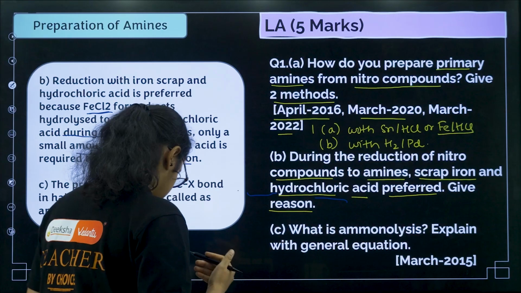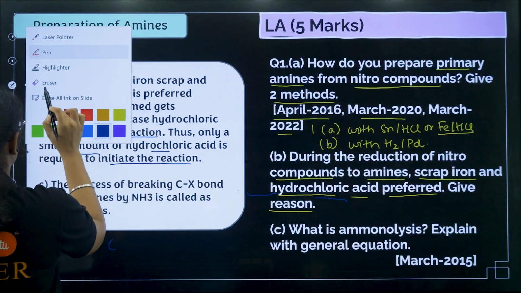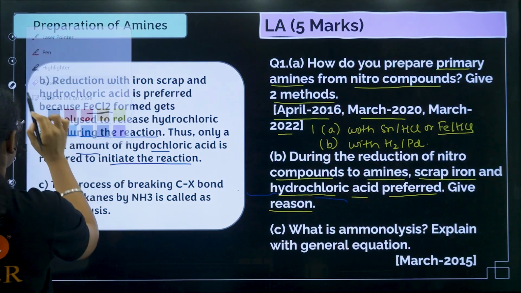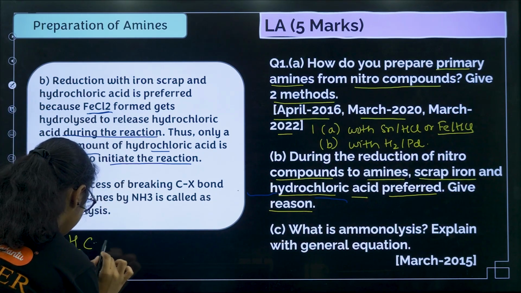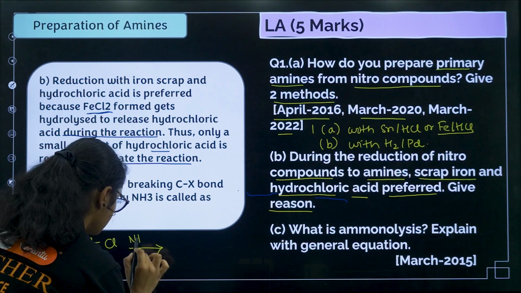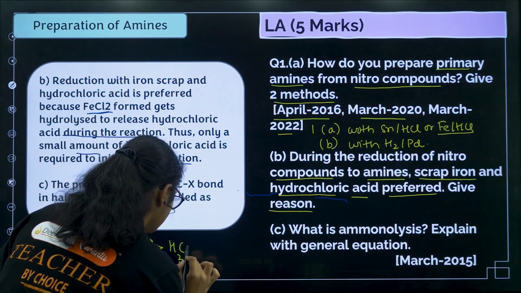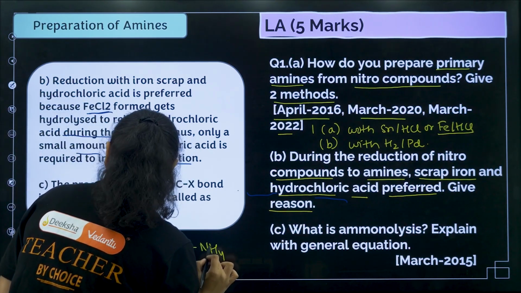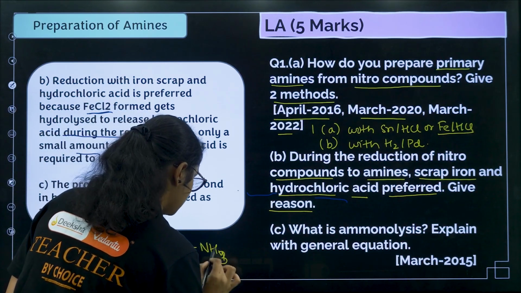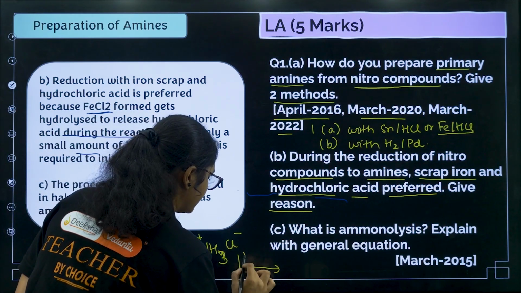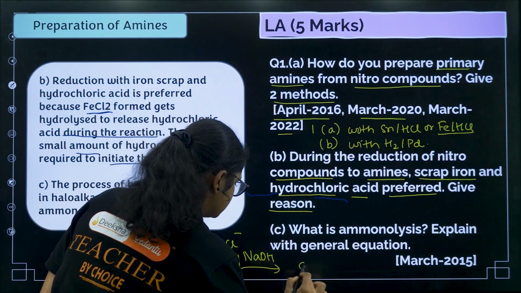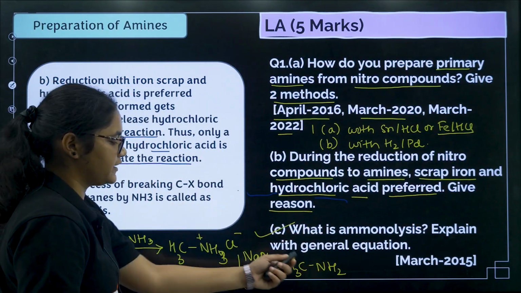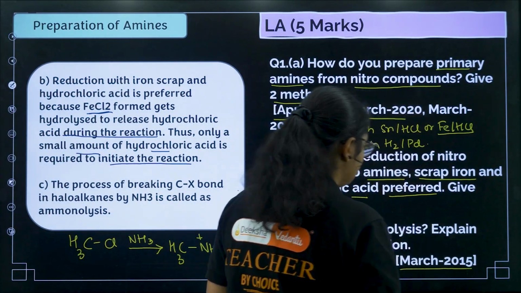Now how can I write the example for this one? I'll take different color. Okay, so if you have CH3Cl and you are treating it with ammonia, okay, then what I'll get? CH3NH3+ Cl-, and again if you treat it with NaOH, okay, we get here CH3NH2. Clear? So that is your answer for third question. Okay, this question was asked in March 2015.